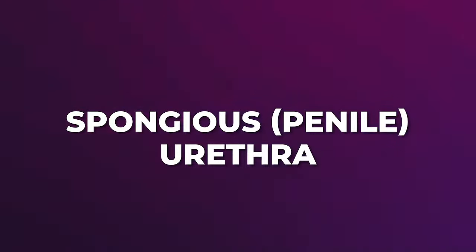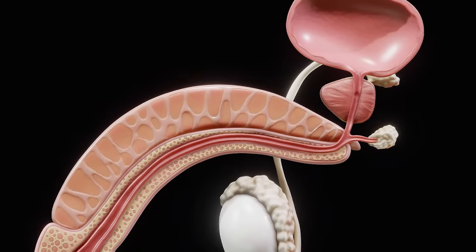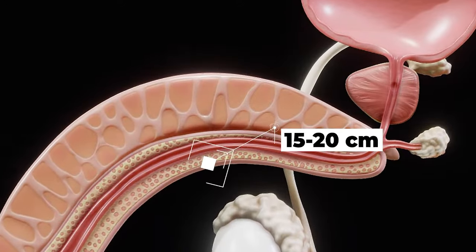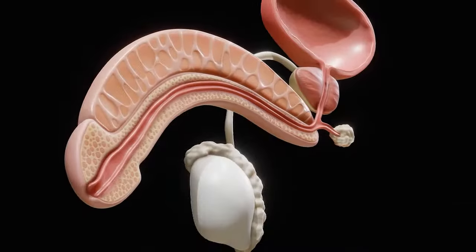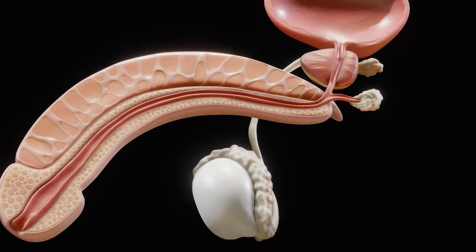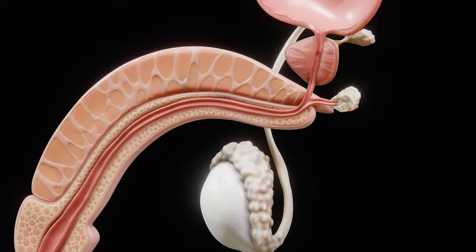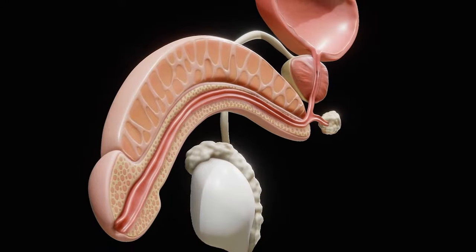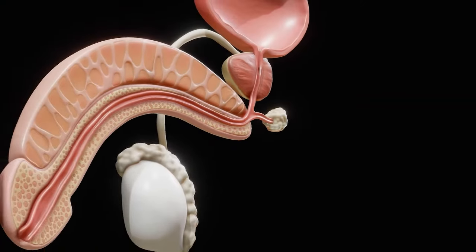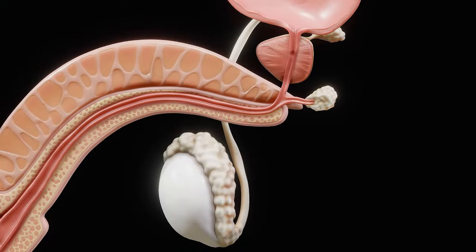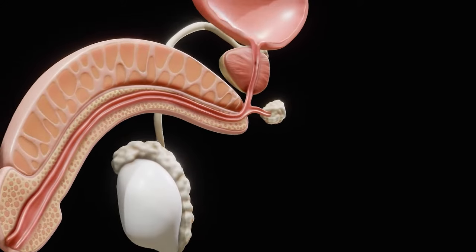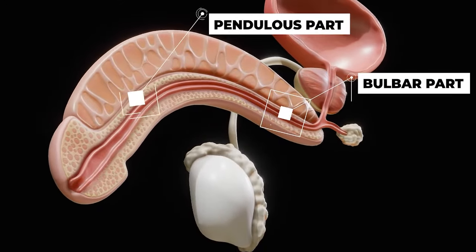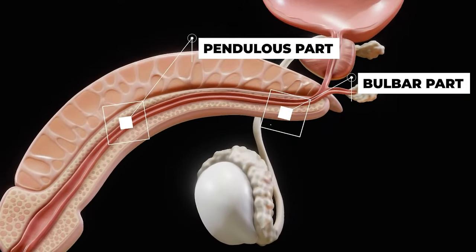Spongy urethra. The spongy urethra, also known as the penile urethra, is the longest segment, approximately 15 to 20 centimeters in length. It extends from the membranous urethra through the length of the penis, specifically within the corpus spongiosum, an erectile tissue that surrounds the urethra and helps protect it during an erection. This section of the urethra is divided into two further parts: the bulbar part, located at the base of the penis, and the pendulous part, which runs along the shaft of the penis.